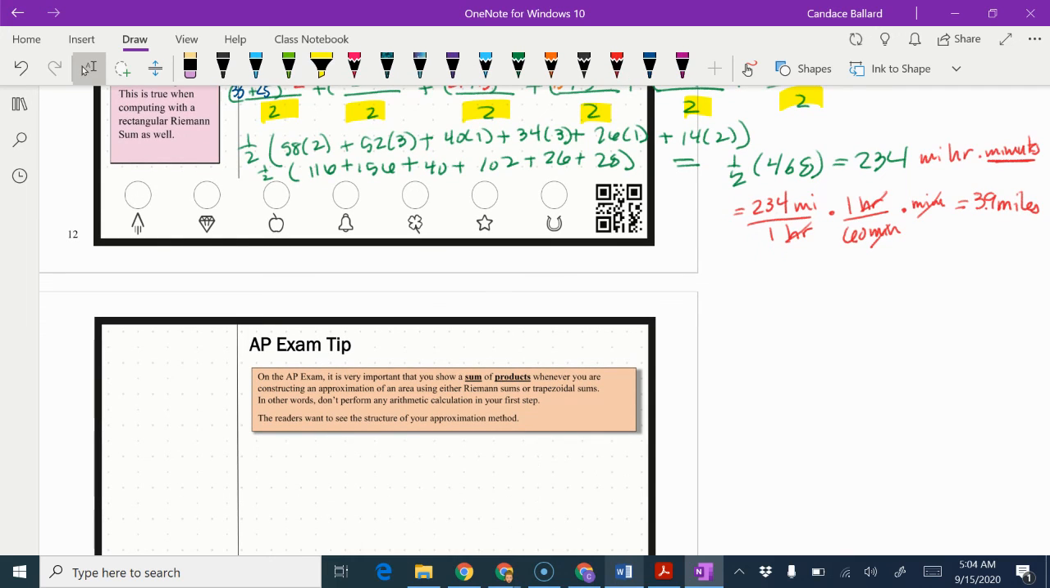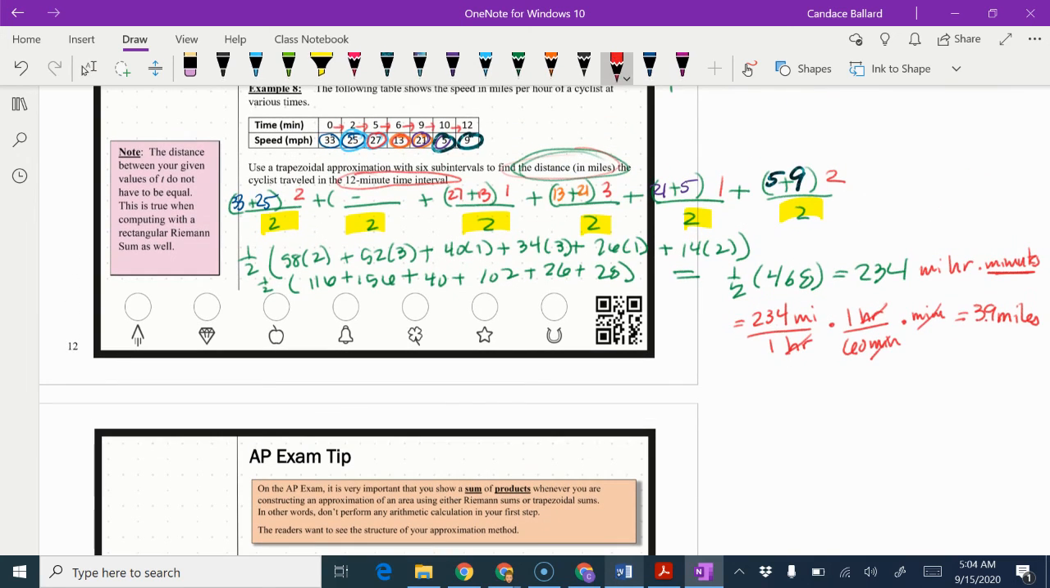And then there's just a little exam tip here. On the AP exam, it's very important that you show the sum of products when you are constructing an approximation of area, either using the Riemann sums or a trapezoidal sum. In other words, don't perform any arithmetic calculation in your first step. The readers want to see the structure of your approximation method. So basically, you need to show that structure and then maybe do a calculation, okay?